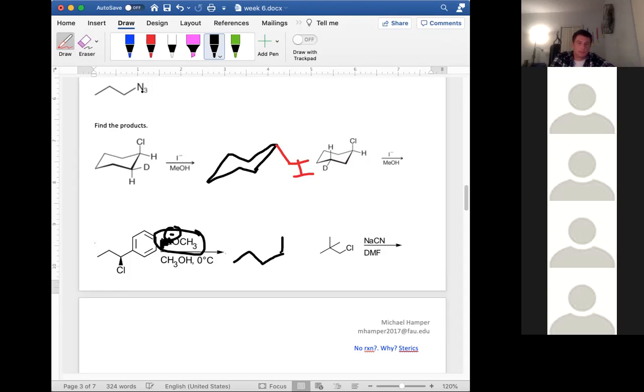So what's that nucleophile going to look like? Is it going to be wedged or dashed? Alexander says wedged. Does anybody else agree or disagree? Yep, it will be dashed. Why? Because it's SN2. All right.